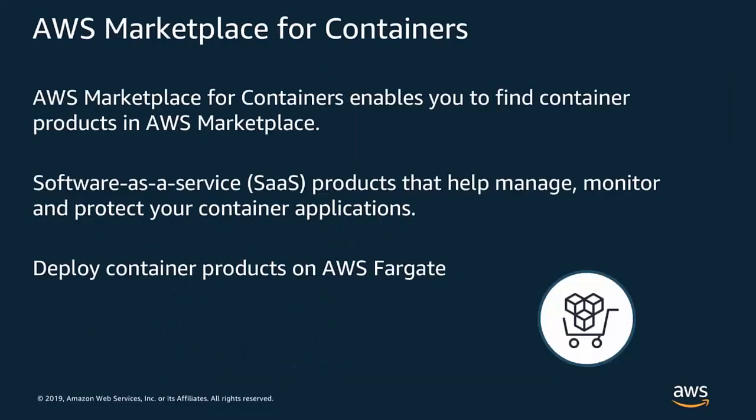A third option for pulling your container images is to use a marketplace registry such as AWS Marketplace for containers. This enables you to go through and find vendors that have provided their own container images. These container images have been curated and maintained by that particular vendor and typically done by the owner of the software. So nginx for nginx, Elastic for both Elasticsearch and Kibana, and so on. Inside the AWS Marketplace for containers, you'll also find software as a service products to help you manage, monitor, and protect your container applications and deploy them on AWS Fargate.